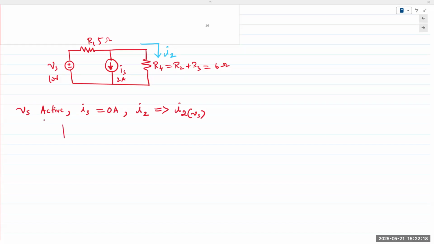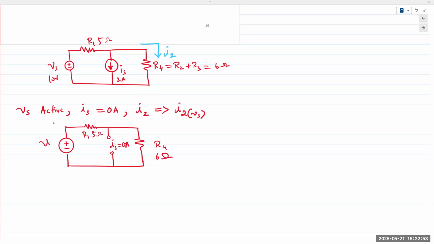So my circuit comes like this. That's it. Is is open. Is is reduced to 0. And all we have in here is R4, 6 ohms, R1, 5 ohms, and Vs of 10 volts. So what is I2 Vs?